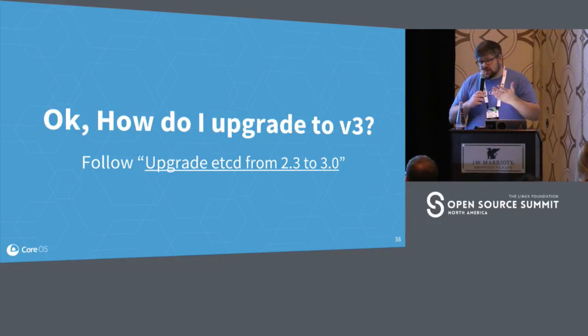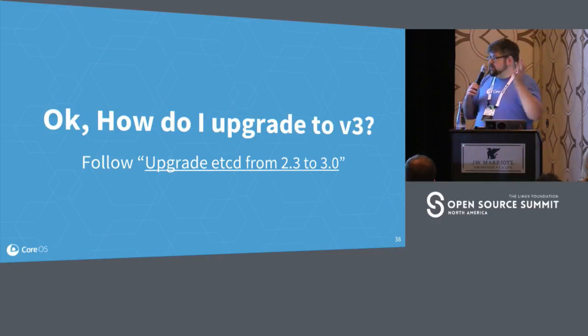You'll find a convenience command on etcd 3.0 to migrate your old version 2 keys to the new 3.0 namespace if you desire that, if you want to take advantage of all the cool new performance stuff. But if not, you can keep running the old V2 namespace on the new well-tested etcd 3.0 platform.